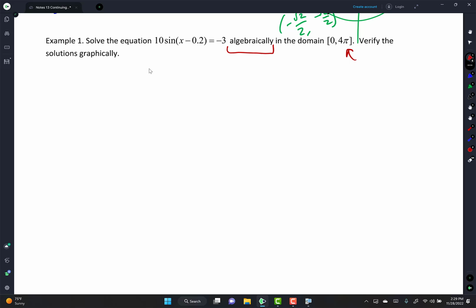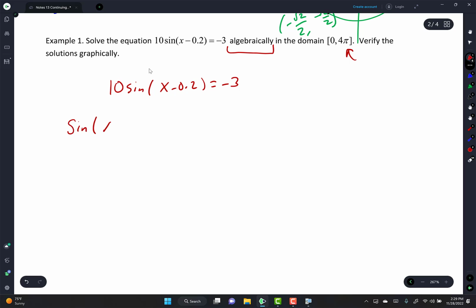So the first thing I'm going to do, this is just like algebra, guys. Divide by 10. So let me write the expression down first. 10 sine x minus 0.2 equals negative 3. Divide by 10. So then I'm going to write sine x minus 0.2 equals negative 3 over 10. If you want to write negative 0.3, that's fine. Are y'all all right? Cool. Next, I want to get rid of that sine. So to get rid of that sine there, I have to do the arc sine, the inverse. x minus 0.2 equals arc sine of negative 3 over 10.